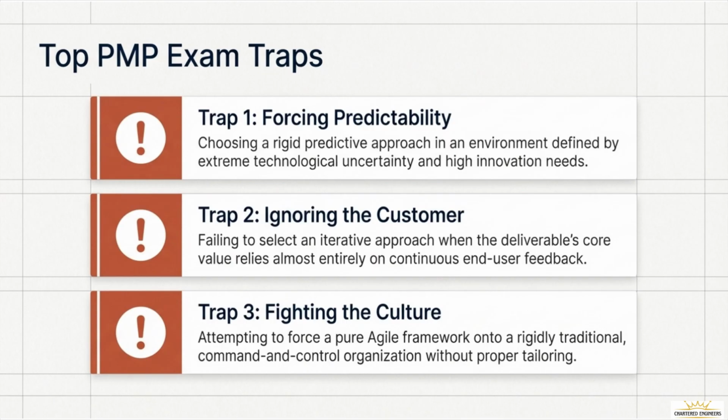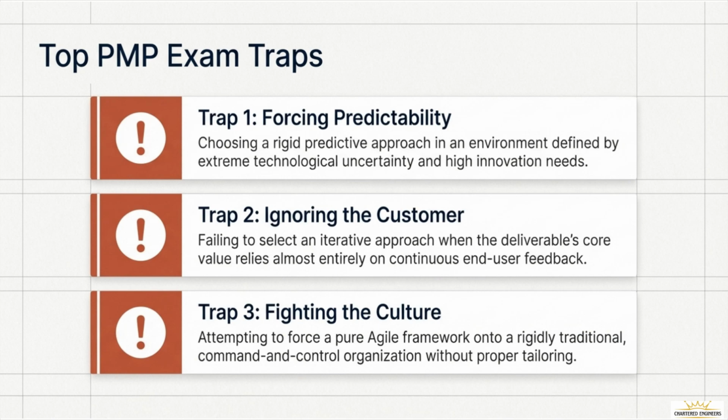As you prepare for the exam, you need to watch out for 3 specific traps that PMI loves to set. These represent the most common mistakes made by project managers in the field. Trap 1 is forcing predictability. This happens when a manager tries to choose a rigid, predictive approach in an environment defined by extreme technological uncertainty. If you see words like innovation, cutting edge, or uncertainty, and the answer choice suggests a detailed 2-year plan, it's a trap. You cannot plan away true uncertainty. You must adapt to it.